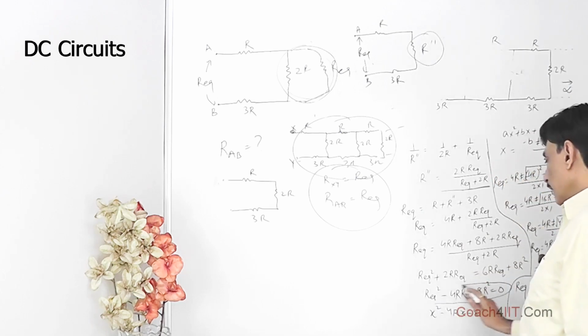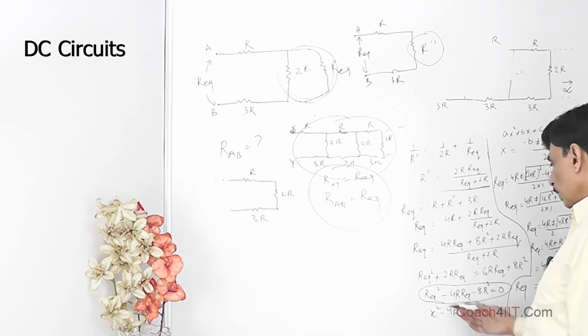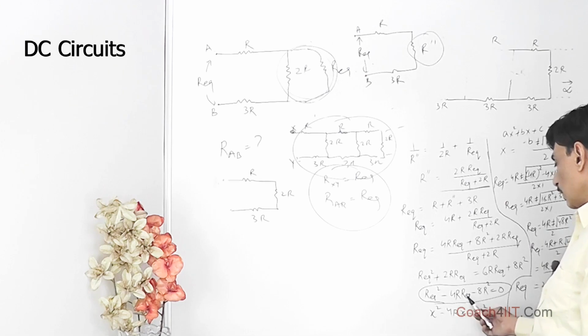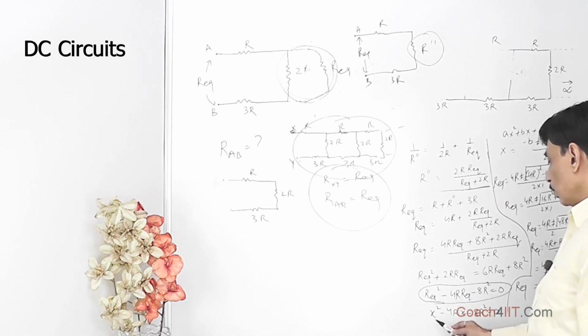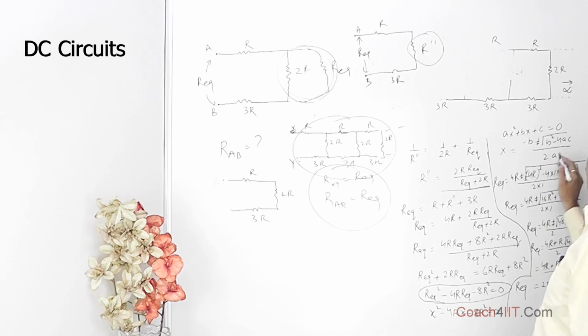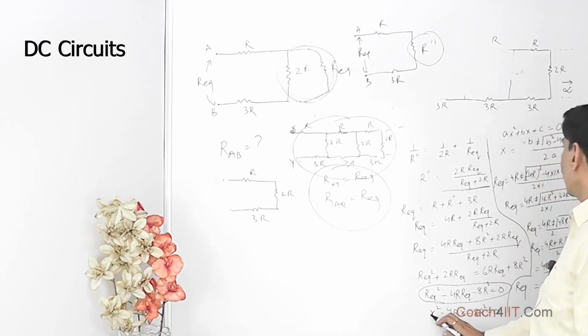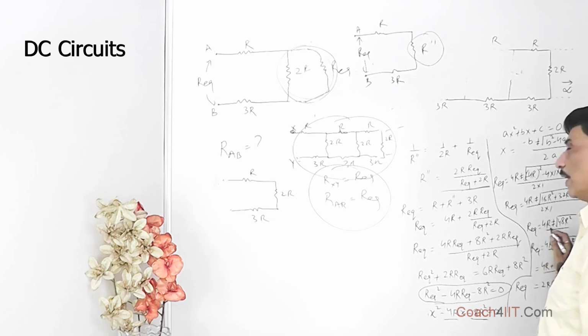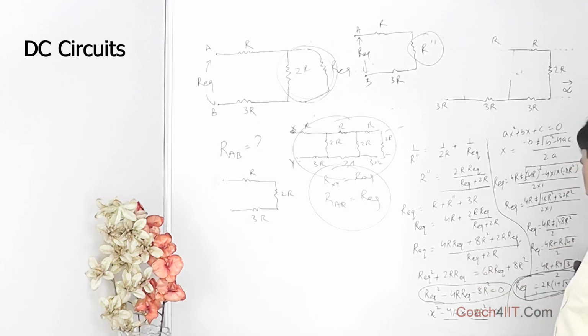This becomes a quadratic equation in R equivalent. You can easily correlate it to a quadratic equation in X. It is something like X square minus 4RX minus 8R square. So if we have the standard form of a quadratic equation as AX square plus BX plus C is equal to 0, over there X is equal to minus B plus minus root of B square minus 4AC upon 2A. And over here we know that A is 1, B is minus 4R, C is minus 8R square. So when we solve this, we are going to have two values of R equivalent. One is positive, the other is negative. So obviously R equivalent cannot be negative. So R equivalent comes out to be 2R(1 plus root 3) ohms.